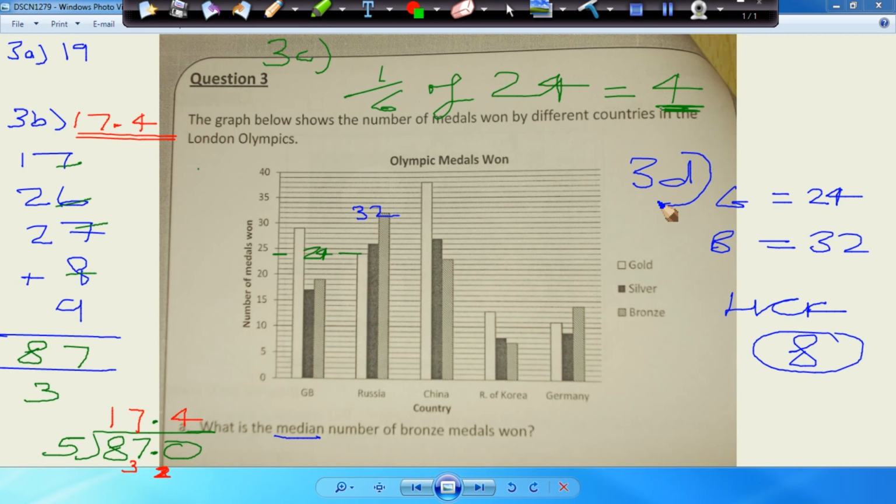Question 3E. What is the lowest common multiple of the number of silver and bronze for Republic of Korea? Okay, LCM of the Republic, looking for silver and bronze. So what's silver? Silver was 8. And the bronze for Republic of Korea was 7.